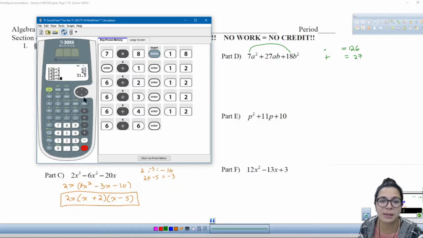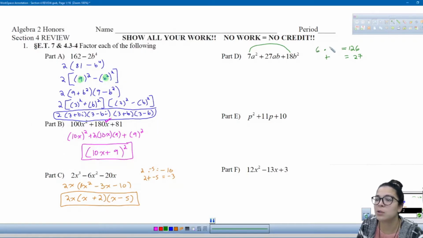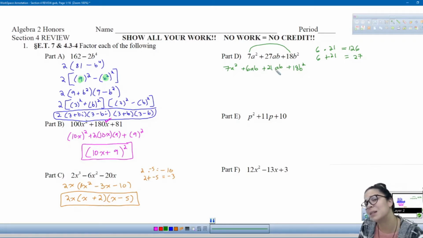126 divided by 6. 6 and 21 add to 27. So 6 times 21 is 126. 6 plus 21 adds to 27. So now we need to bring down the first term, bring down the last term, and then we split the middle. Instead of writing 27AB, I'm going to write this as 6AB plus 21AB. And remember that the order that you write these two do not matter. So if I wrote 21AB first and then 6AB after, that's perfectly fine as well.